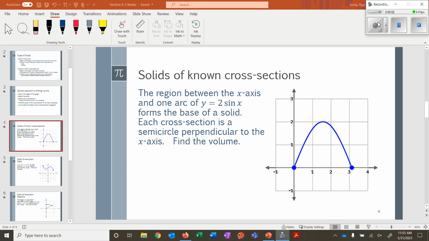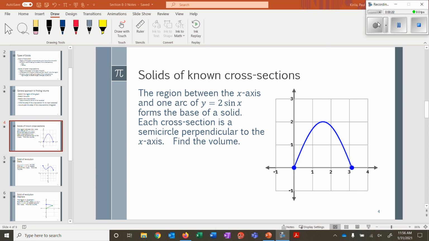So now we're going to go ahead and look at the first type of solid, which is a solid of a known cross-section or of other cross-sections. These are typically given to us in words. It's rare that we're given a graph, but we are occasionally given a graph, but we still have to figure out what the shape is supposed to look like.